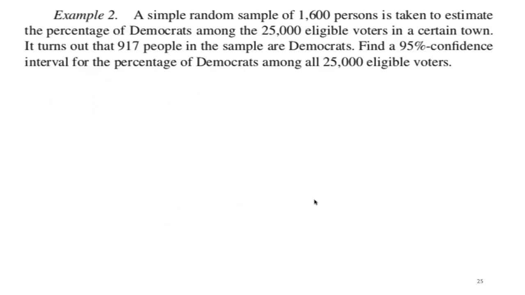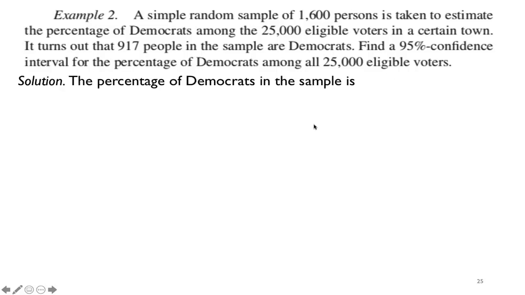Suppose we have a simple random sample of 1,600 people, and you want to estimate the percentage of Democrats from this town, which has 25,000 voters. Say that from the sample, 917 of them are Democrats. We want to find the 95% confidence interval for the percentage of Democrats among all 25,000 voters. So the sample percentage is 917 divided by 1,600. That's from our sample, so that's about 57.3%.